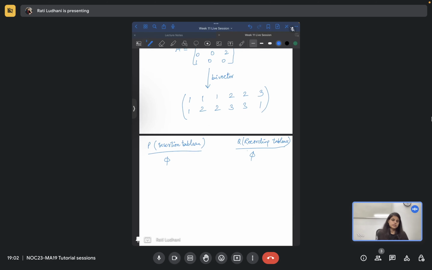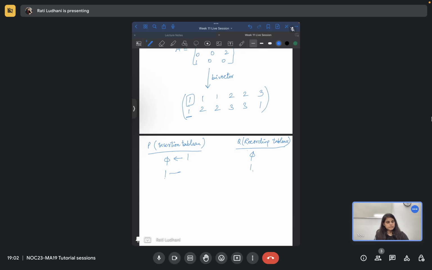There is nothing in it at first. We'll insert the first column entry. So we'll insert 1. When you insert 1, you will get 1, and corresponding to that you will consider the row number, that is 1. Wherever you have inserted the extra box, you will write at that place the recording number, this row number. So 1, and here you will get 1.